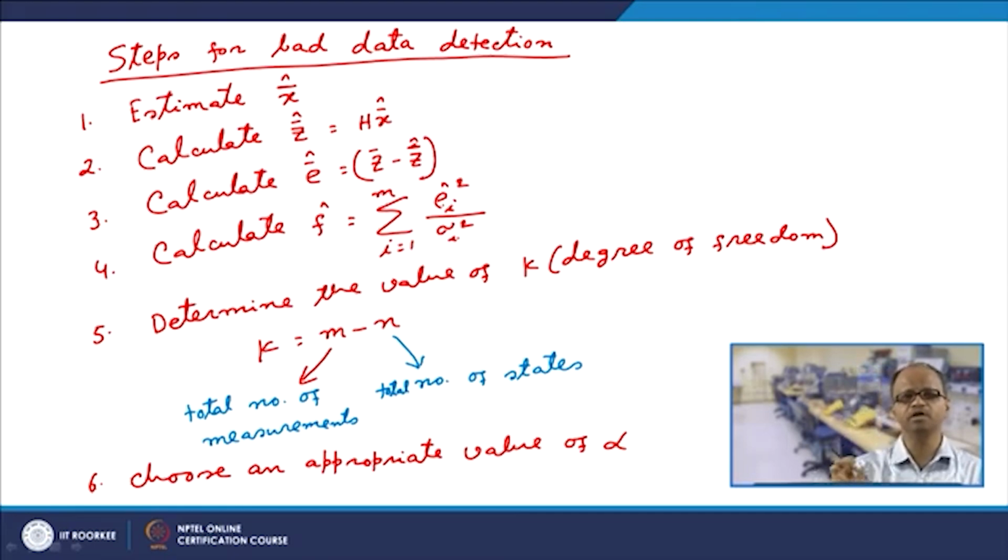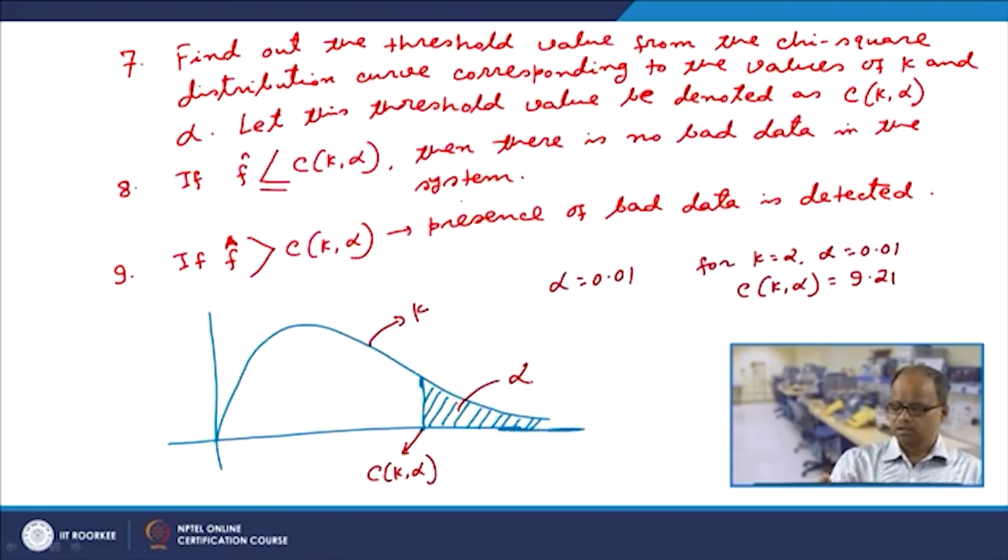So each and every element of E I hat would be large in magnitude, and therefore f hat would be large. This probability is pretty small, it is just 1%. So under normal conditions it is most likely that the calculated value of f hat will always be less than this particular threshold value of 9.21.